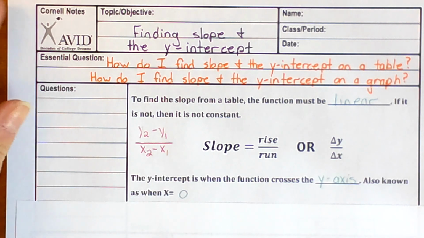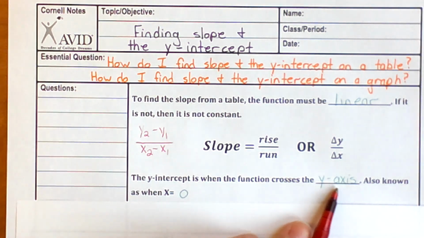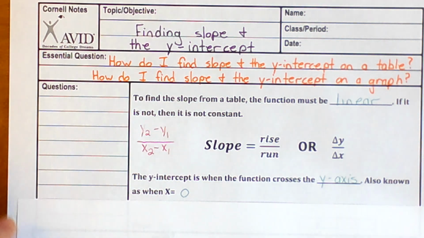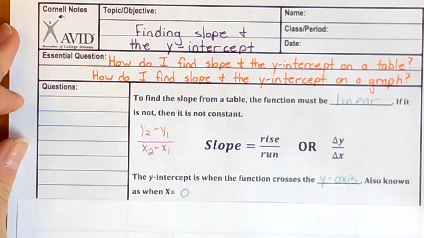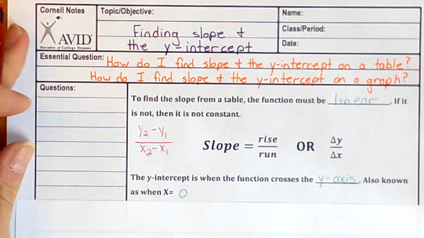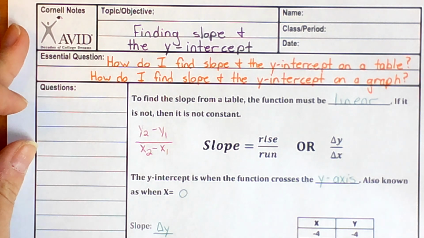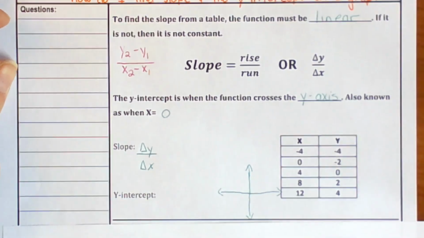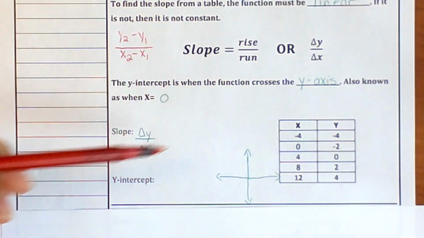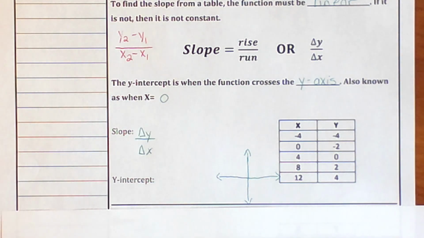Okay, the y-intercept is where the function crosses the y-axis, and also known as when x equals 0, so that will be easy to spot on our graph and on our table. So here's our first problem right here. I want you to find the slope given this table and the y-intercept given this table.